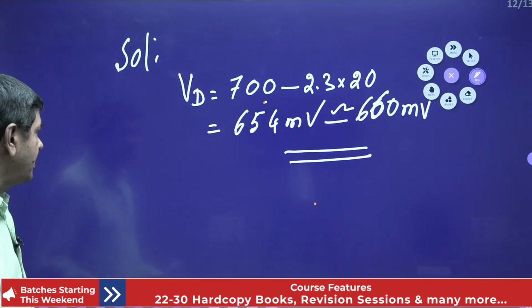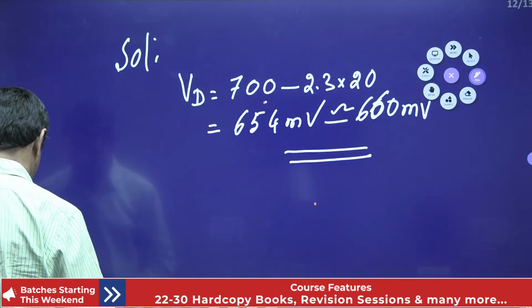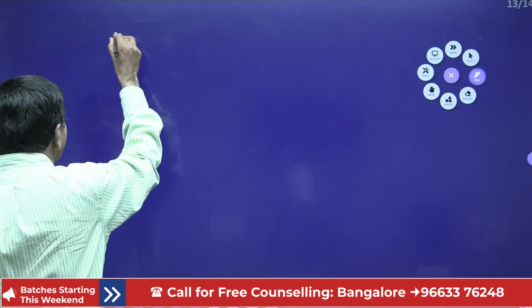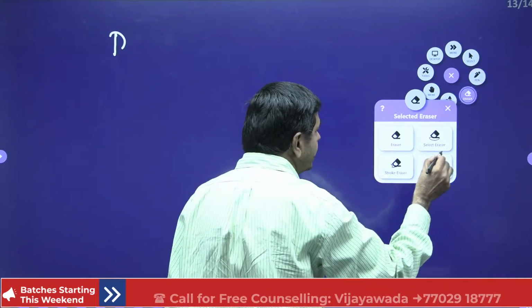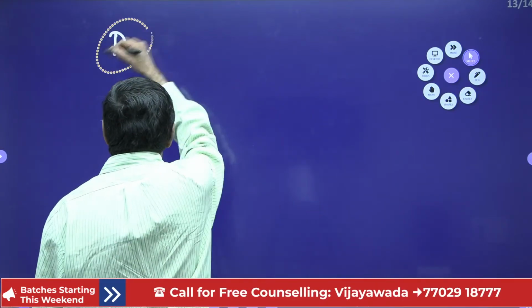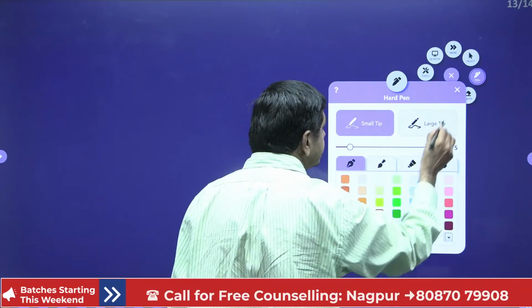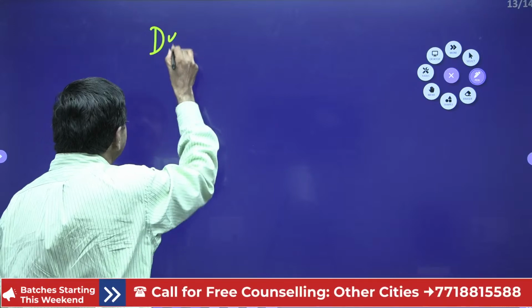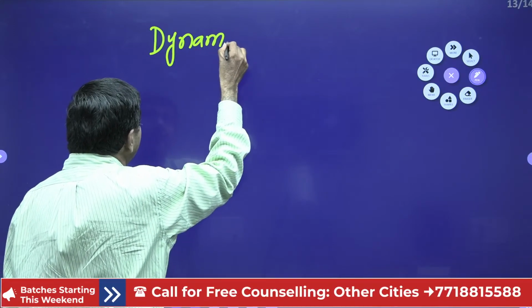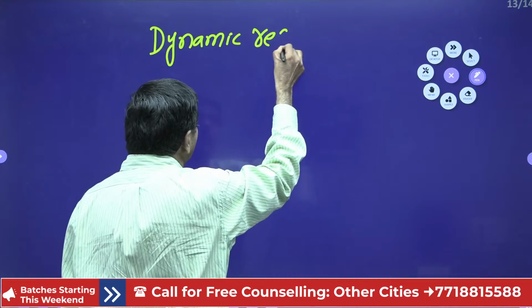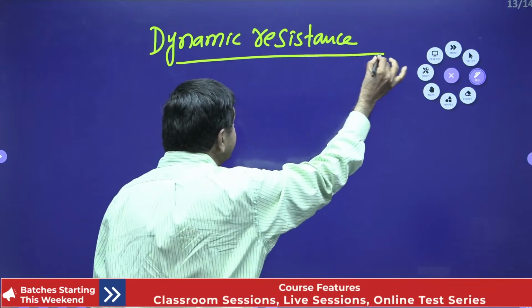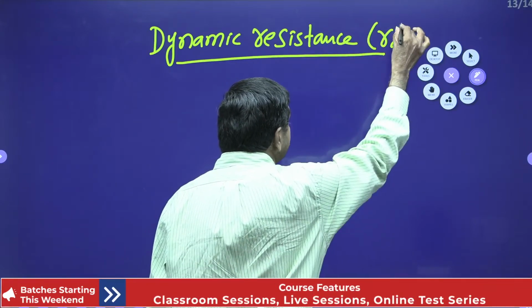And one more parameter is required. What parameter is required? Dynamic resistance. I want to explain the dynamic resistance of the diode, because sometimes you can expect questions from dynamic resistance also. I would like to explain what that dynamic resistance is. Dynamic resistance of a diode is denoted by the suffix D.